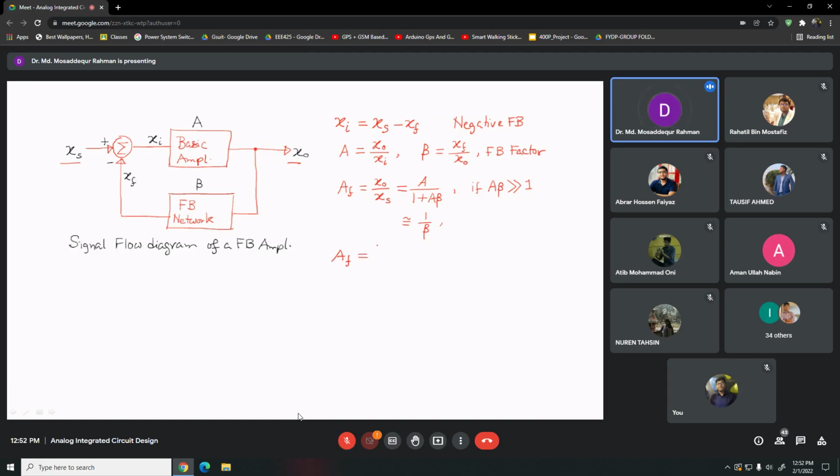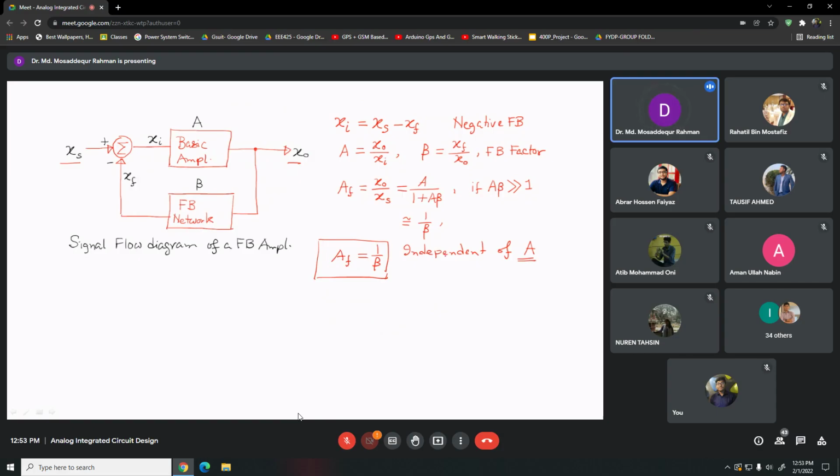So what we have got here is that our gain with feedback, AF, is 1 over beta, right? So that means that it is independent of the gain of the amplifier A, right? So the overall gain, or gain of the feedback amplifier, does not depend on the gain of the basic amplifier. It is determined only by the feedback factor, beta.